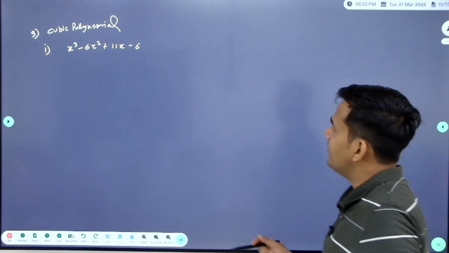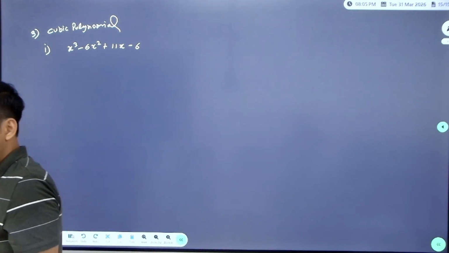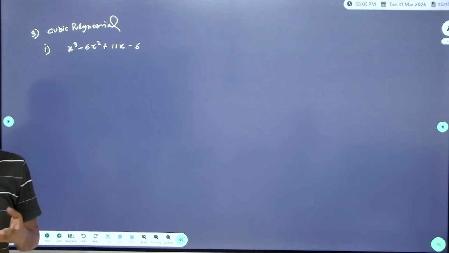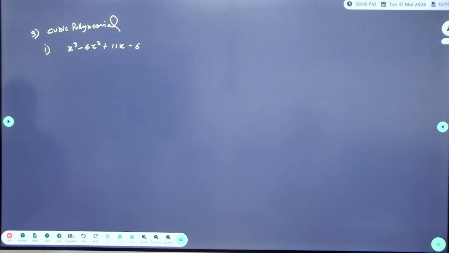Okay, for a cubic polynomial also we have to make it equal to 0. Then somehow we have to solve it. But there is no method to solve this, so we have to use hit and trial. The method for a cubic polynomial is hit and trial only. There is no fixed method. So what we'll do, we'll find the value of this polynomial for x equal to 1, minus 1. Factors of this are 2 and 3 also. So 1, minus 1, 2, minus 2, 3, minus 3, like that.